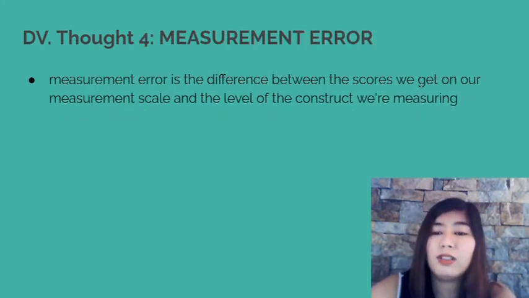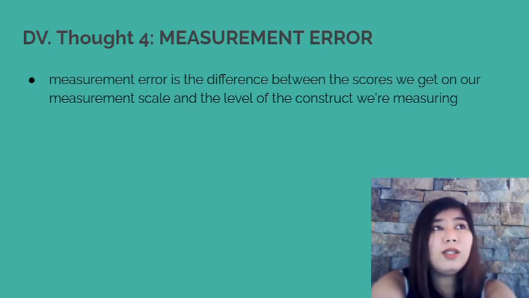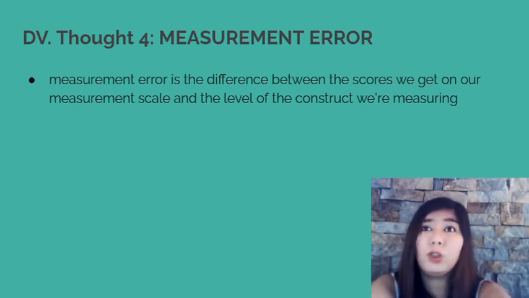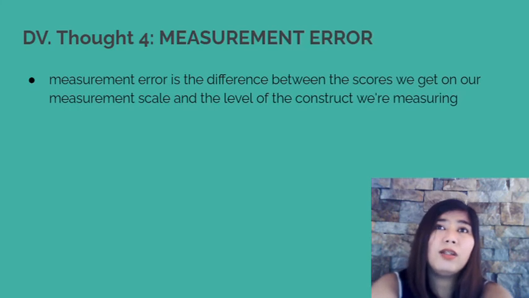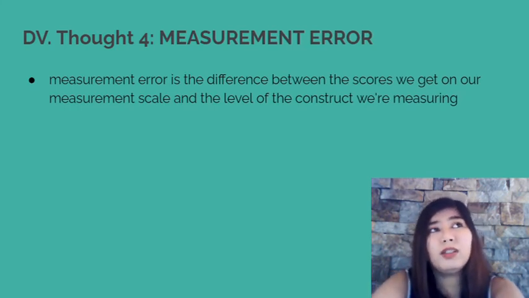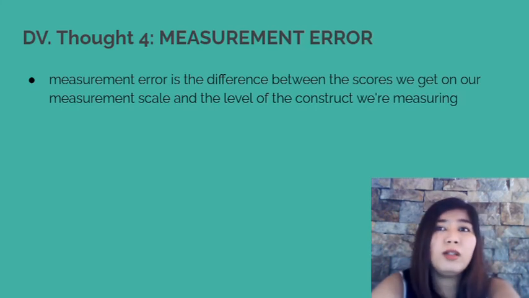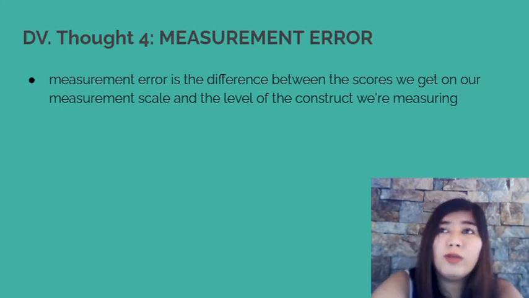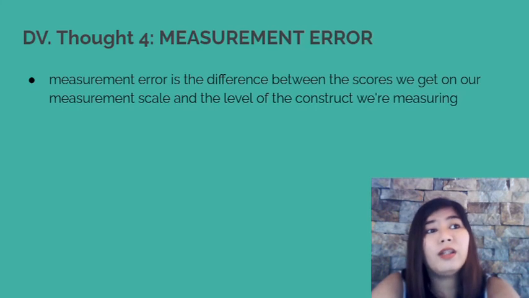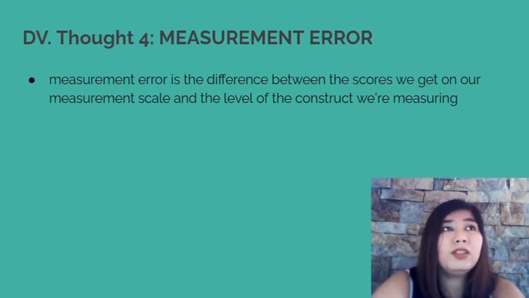Another thing that you should consider is the measurement error. Measurement error is the difference between the true measurement and the measurement that is captured by your instrument. We always assume that whatever instrument we use, it will always have some kind of error. And our role as researchers is to minimize those measurement errors.